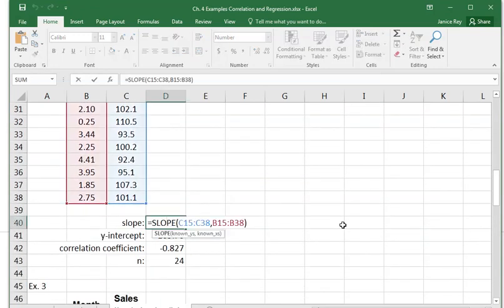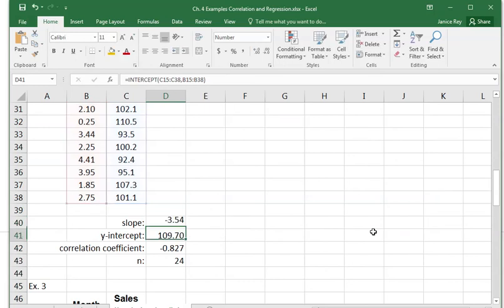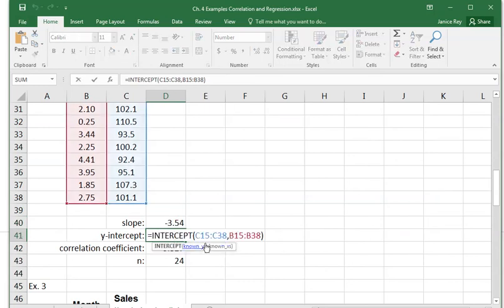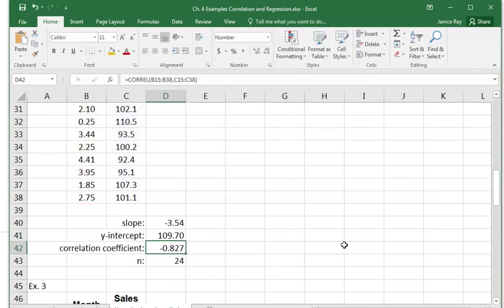Slope is fairly easily done, but do pay attention to the fact that y's have to come first and x's have to come second. The slope function is just SLOPE, and then we take those two arrays for the y's and the x's. The intercept is also take the y's, take the x's, and it's just called INTERCEPT, not y-intercept, but it is the y-intercept.